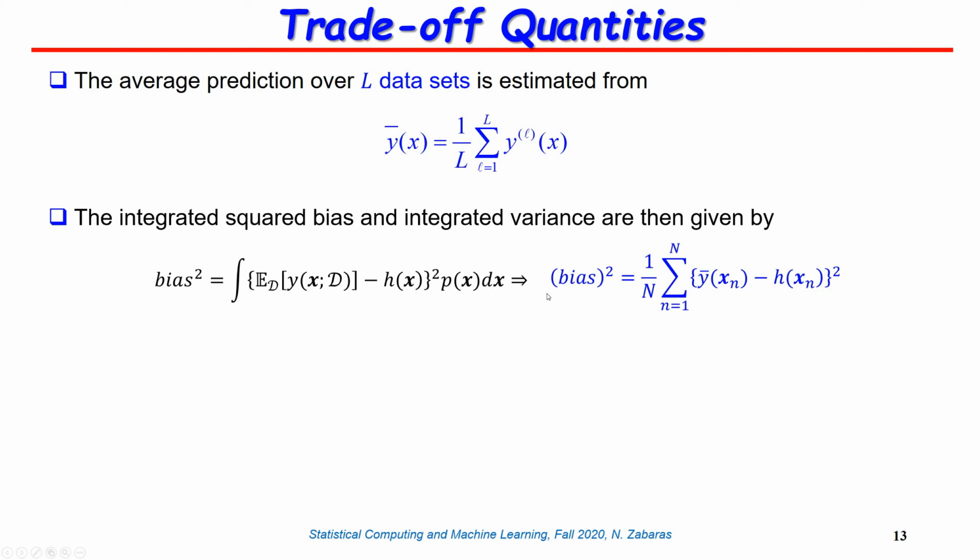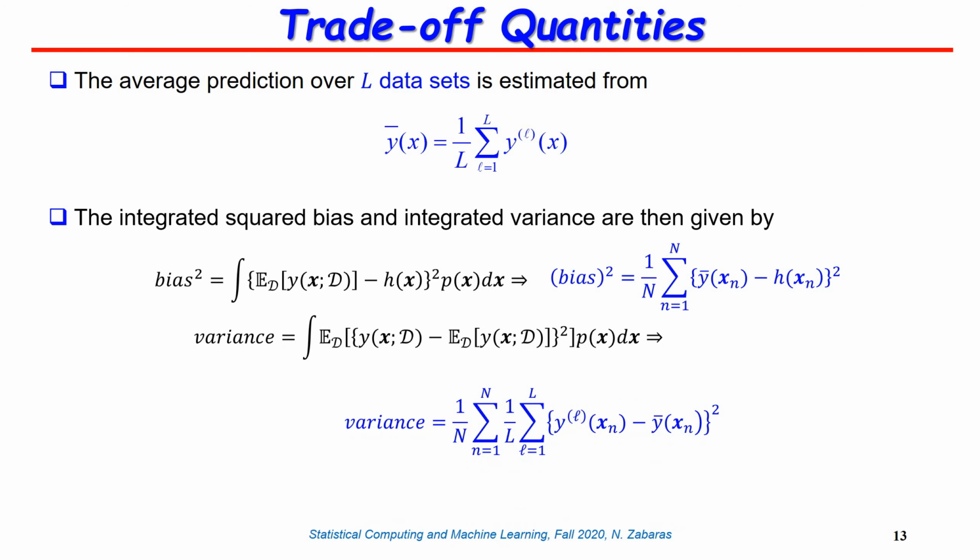So what we're going to do is take samples of P of x_n from P of x, and use a Monte Carlo approximation of this integral. The bias squared will be 1 over N, the summation over these Monte Carlo samples of my average prediction minus h evaluated at x_n, squared. This is the approximation of the bias.